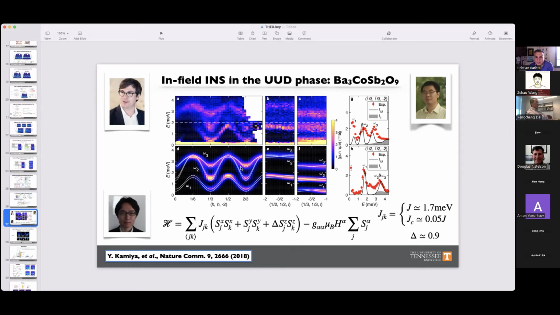Right. So remember the rule, right? We have 1 collective mode per spin. If there are 3 spins in the unit cell, you will see 3. Yeah, that makes sense. Okay. Any other question from the audience?